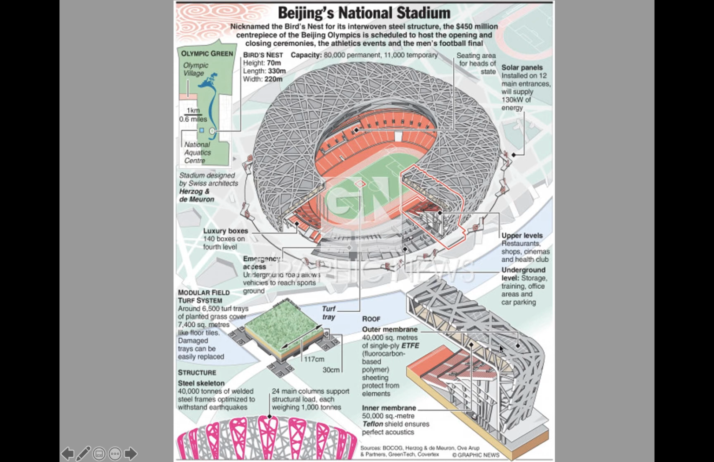The outer membrane that I showed you at the top includes fluorocarbon-based polymer sheeting to protect the people inside from the elements. And sorry, you're going to hear a train going by my house right now. The inner membrane is made of Teflon that helps increase the flow of good acoustics. The steel skeleton is made out of 40,000 tons of welded steel frames optimized to withstand earthquakes, which you have to have in China. So you can spend some more time here by pausing the lecture if you'd like to look at more of the details of the building itself.